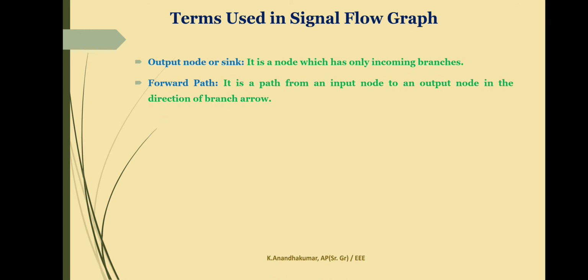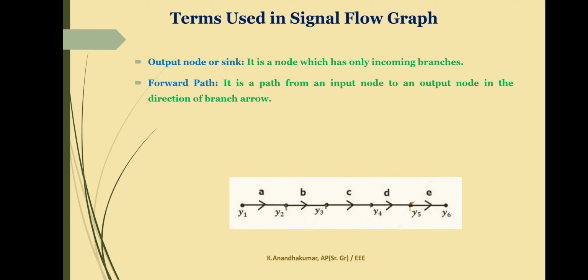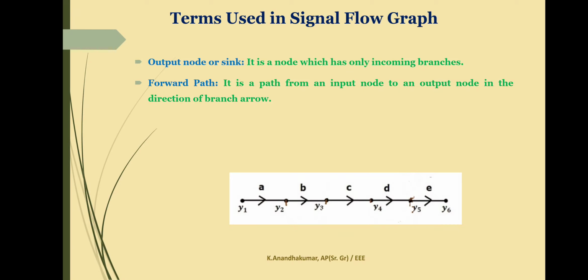Forward path. It is a path from an input node to an output node in the direction of the branch arrow. That is, we have to find a path from the input node to the output node in the direction of arrows. Yes, in the given signal flow graph, we can find such a path. This path is called a forward path. This path takes us from node y1 to y6 in the same direction of arrows. So this is a forward path.